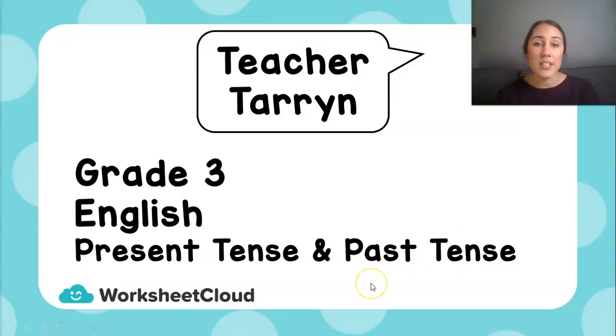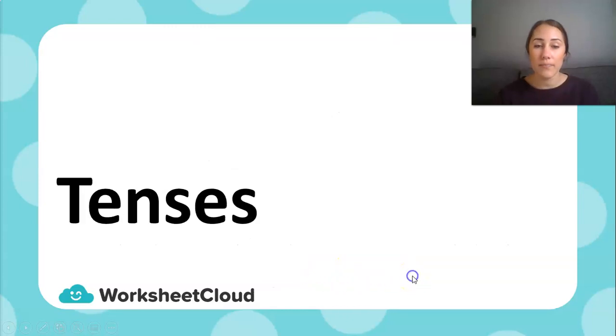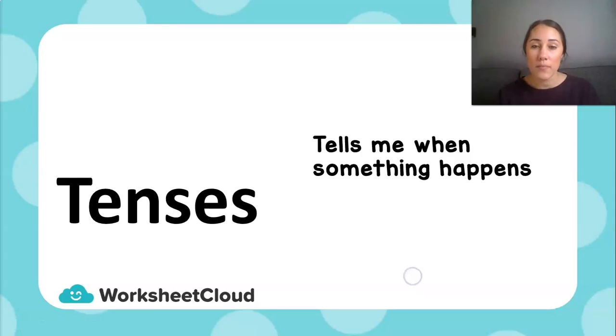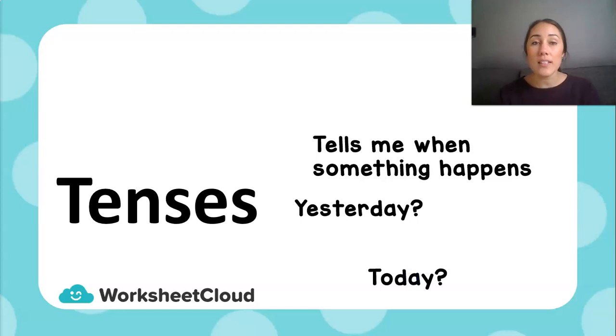Now, my name is Teacher Taryn, and today we are going to learn about all the present tenses and past tense. Now, tenses, what are they? They tell me when something happens. So, did it happen yesterday? Or is it happening today? Or did it happen today? Or is it going to still happen tomorrow or next week or next year?